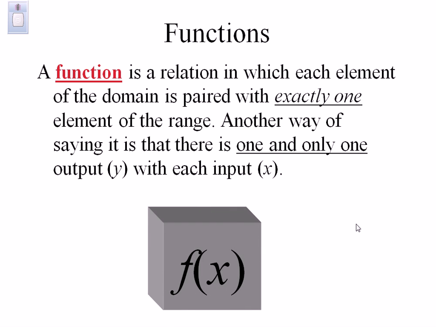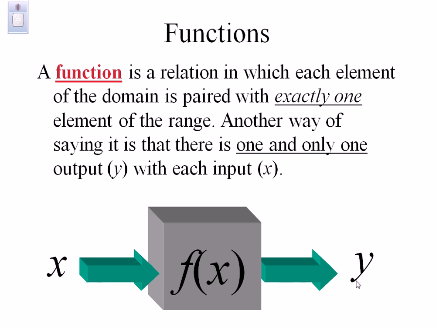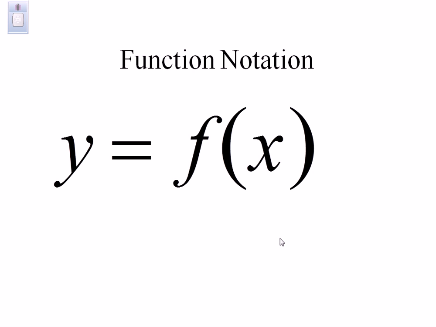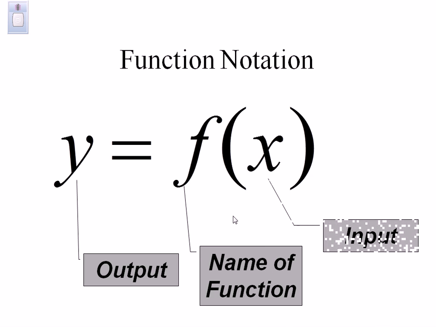So when we look at this, x is our domain, our input. We put it into the function and we get out the output, our y. So when we have function notation, and we'll talk about this in a minute, y equals f of x. Did some of you start using function notation last year? A little bit? Okay. Y is going to represent our output, x is going to represent our input, and f is the name of the function. So this is y equals f of x.